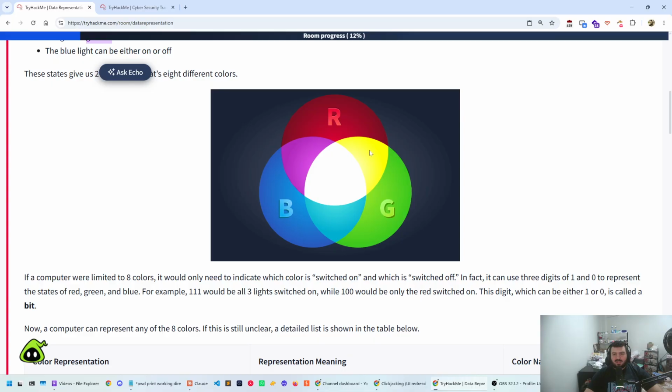So you can see here, for example, red and green give you yellow, red, green, and blue all together give you white. Red and blue give you purple, blue and green give you whatever this is, cyan maybe it's called. I'm not very good with colors. And then you have the RGB themselves.